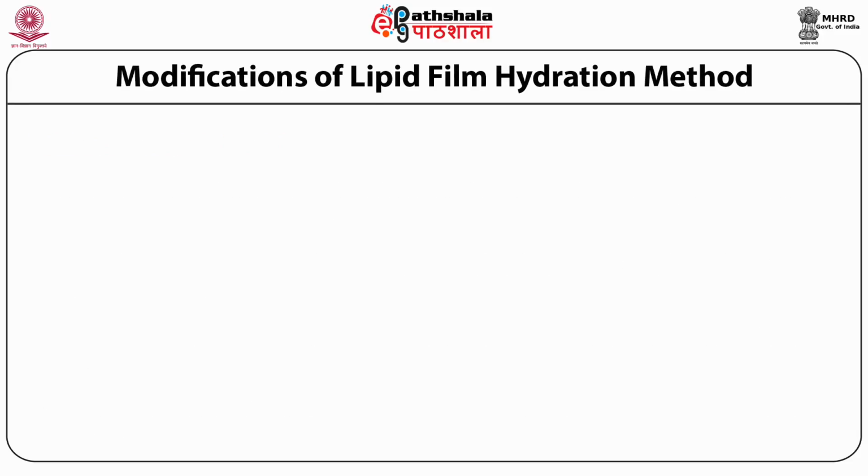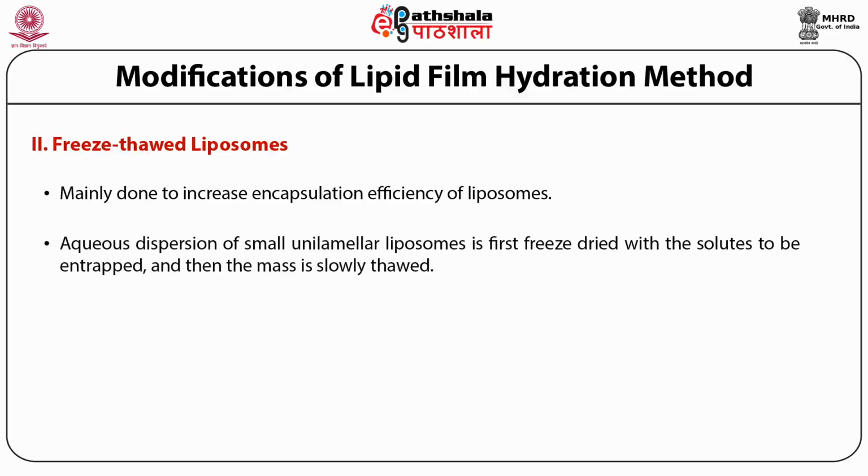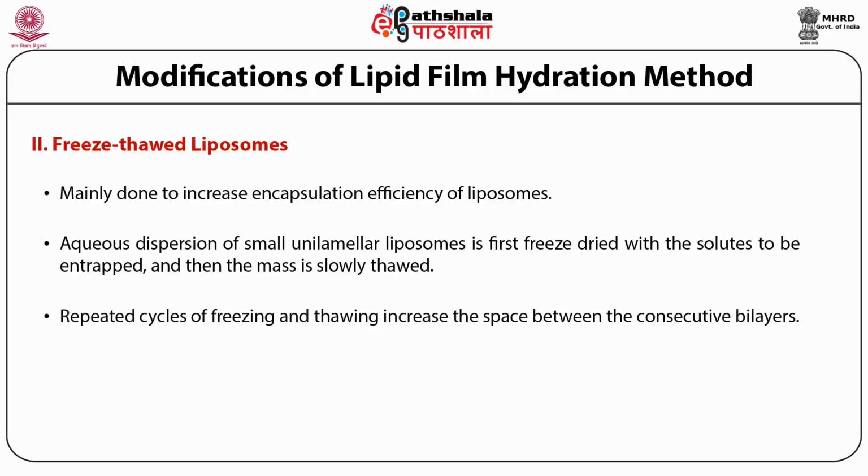Another modification of the lipid film hydration method is freeze-thawed liposomes. Freeze-thawing of liposomes is mainly done to increase their encapsulation efficiency. In this procedure, the aqueous dispersion of small unilamellar liposomes is first freeze-dried with the solutes to be entrapped, and then the mass is slowly thawed. Thawing means to make a frozen mass soft by warming it up. The repeated cycles of freezing and thawing increase the space between the consecutive bilayers.